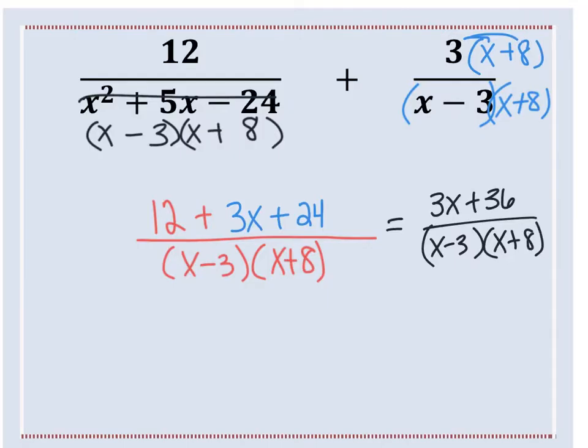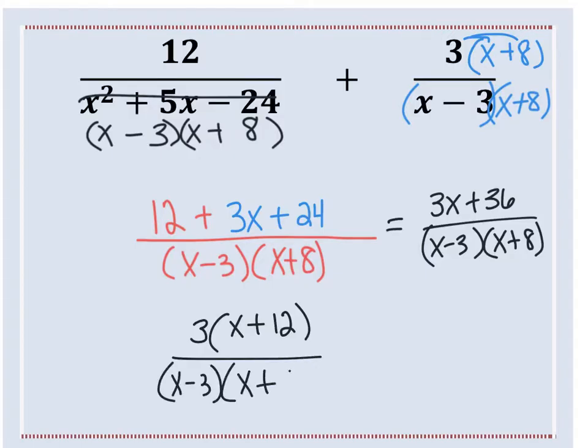Don't forget to keep going until you can factor no more. My numerator has a greatest common factor of 3. So I'm going to factor out a 3, which means I'm going to divide everything there by 3. I'm left with x plus 12. I bring over my denominator. Is there anything on the numerator and denominator that would divide by each other to equal 1? The answer is no. So that is my answer.